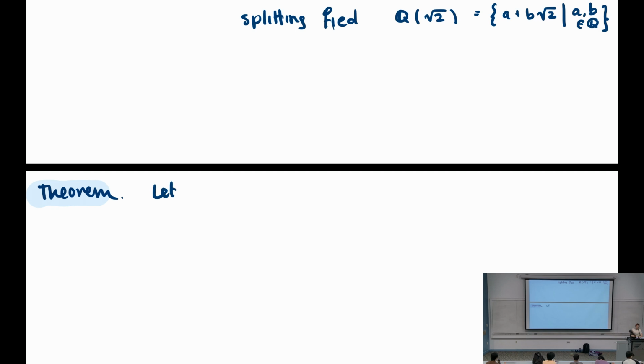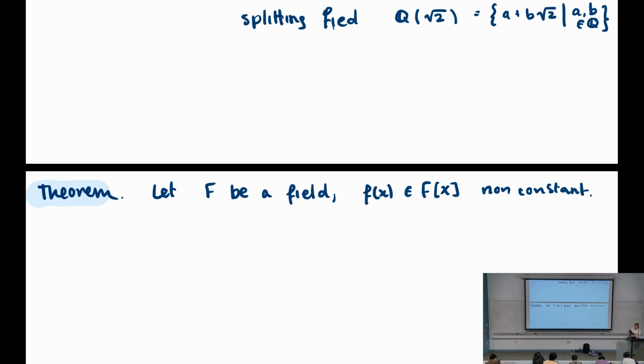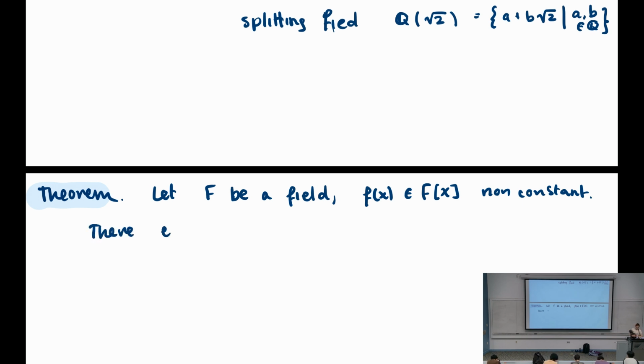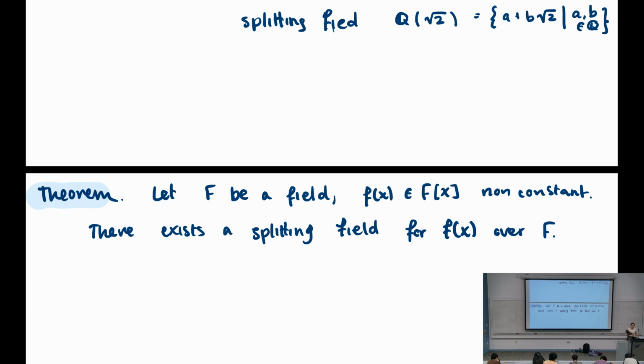Let F be a field, and f of x be a non-constant element of F[x]. Then the statement will be that there exists a splitting field for f of x over F, which just means that the splitting field will be a field extension of F.